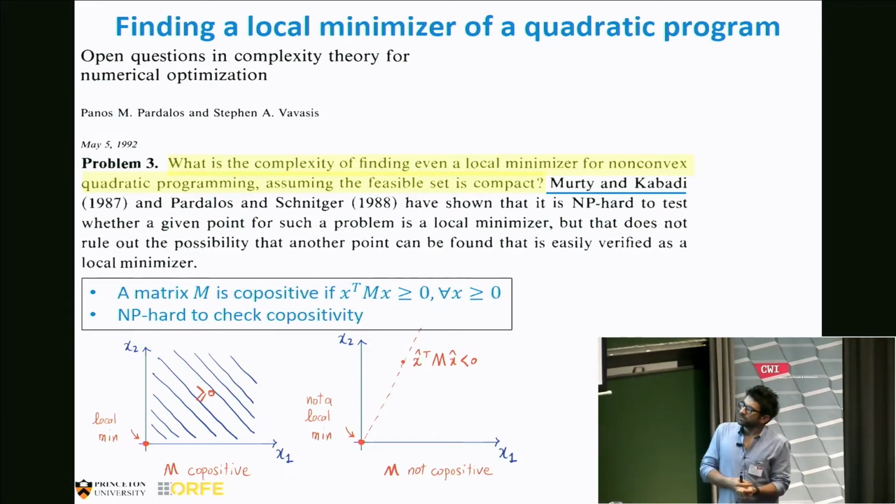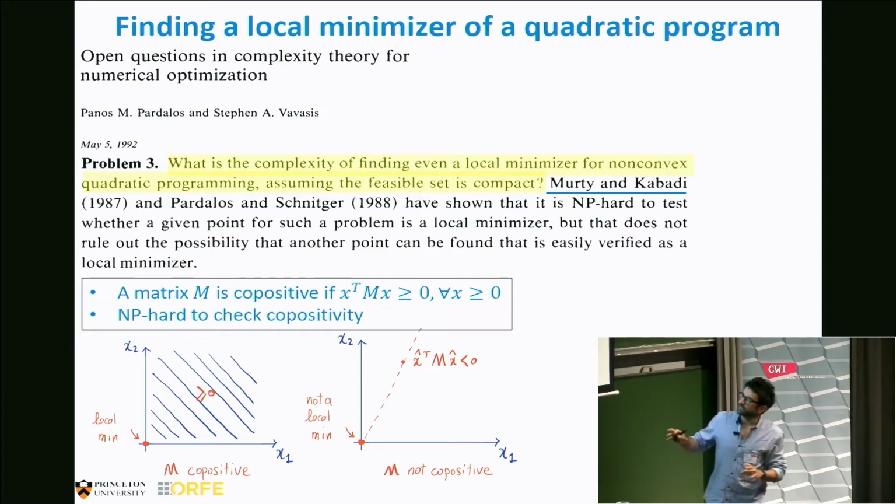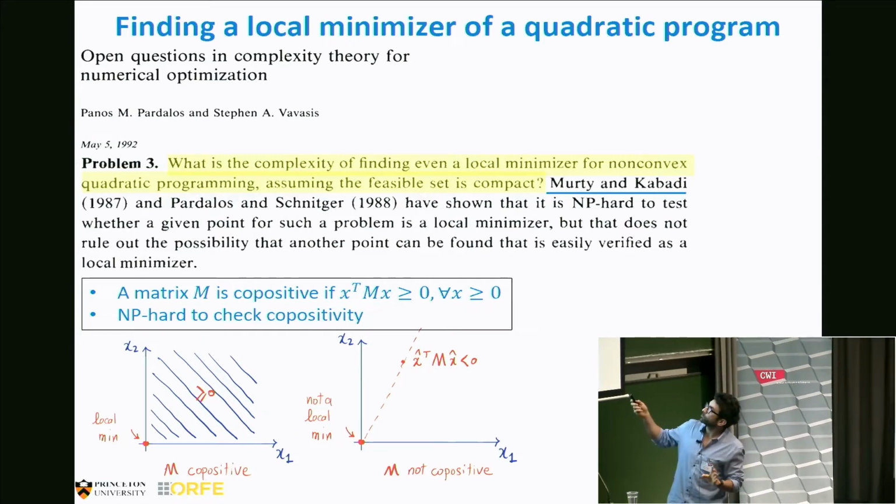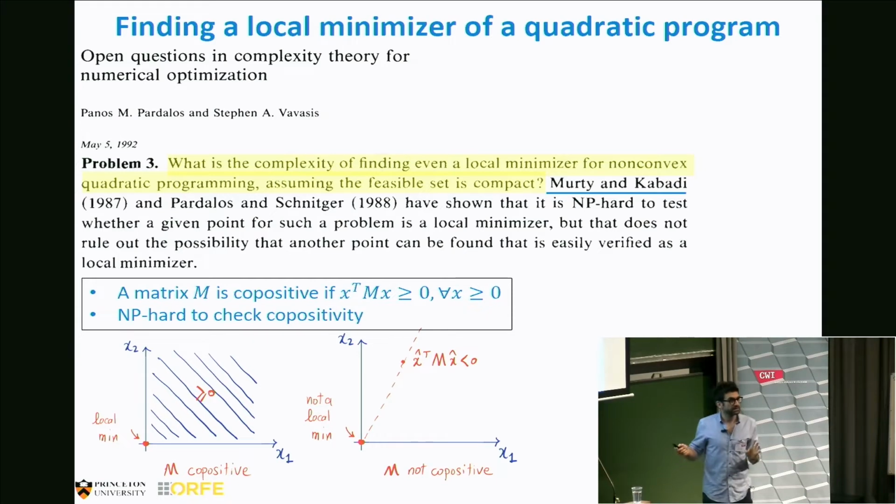Okay? So to make this distinction even more explicit, let's look at the proof that Murthy and Kabadi gave. In case you haven't seen it, it is quite simple. If you recall what a copositive matrix is, a symmetric matrix is copositive if its quadratic form is non-negative on the non-negative orthant, so when evaluated on x's that are entry-wise non-negative. And they showed that the problem of testing copositivity is NP-hard.